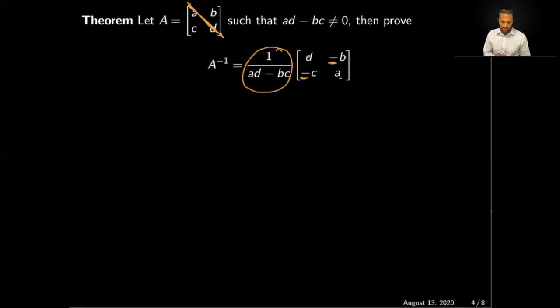Next, I have a theorem. This theorem says that the inverse of a 2 by 2 matrix exists if AD minus BC is non-zero, and you can calculate the inverse by using this formula.